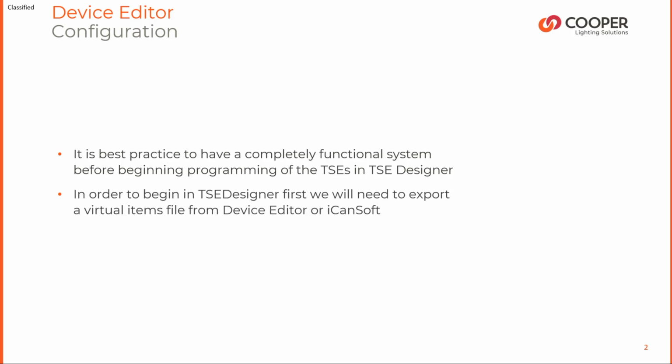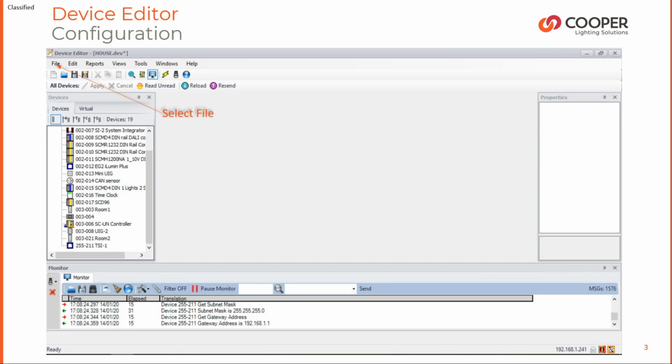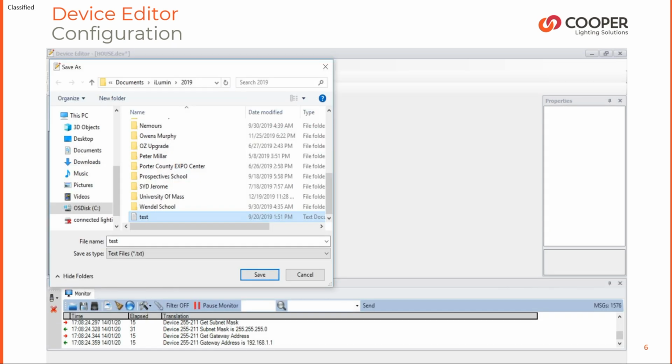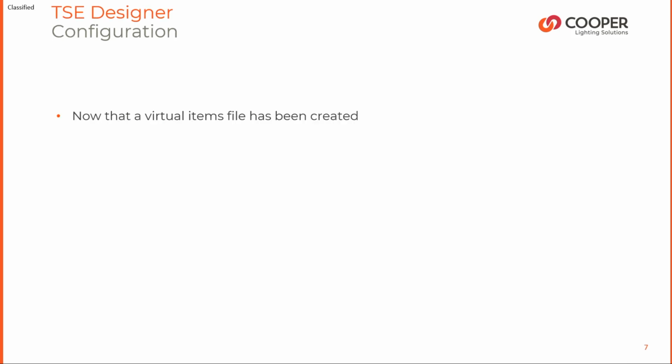To begin in TSEDesigner, first we'll need to export a virtual items file from Device Editor or iCanSoft. So in Device Editor, we'll go to File, Export, and then select Virtual Items File. The software is then going to ask us to input a name and select the location for it to be saved. Now that a virtual items file has been created, we can open TSEDesigner and import the file.